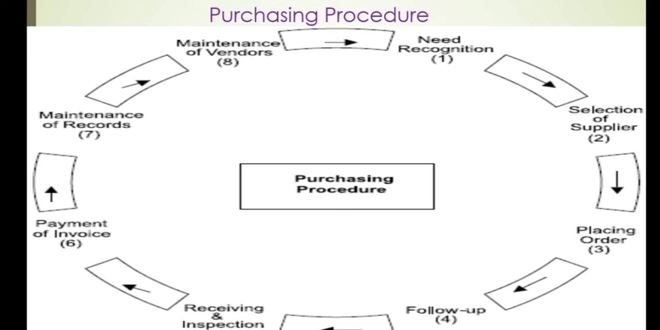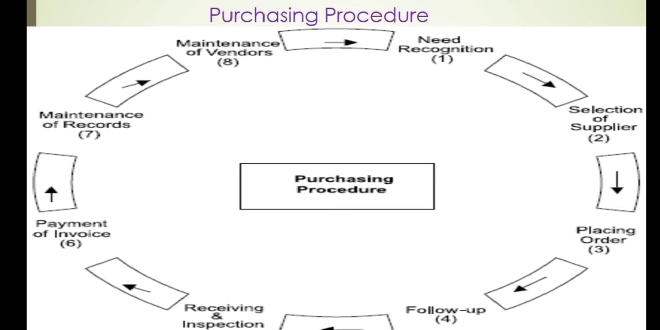So point number 3, placing the order. Once the supplier is selected, the next step is to place the purchase order. The purchase order is a letter sent to the supplier asking to supply the said materials. At least 6 copies of the purchase order are prepared by the purchase section, and each copy is separately signed by the purchasing officer. It depends upon the nature of the organization and their level of practice in the organization.